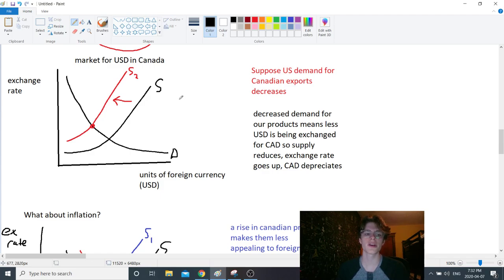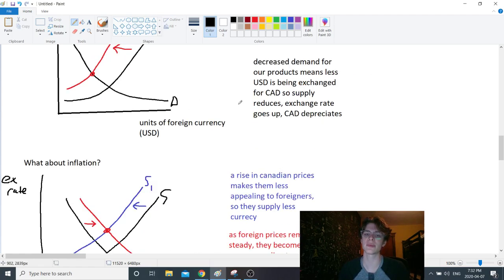Just walking through some examples here. Suppose U.S. demand for Canadian exports decreases. So the decreased demand for our products means fewer U.S. dollars are being exchanged for Canadian dollars. So that means the supply reduces, our exchange rate goes up, and the Canadian dollar depreciates, in the example where we had less demand for our exports.